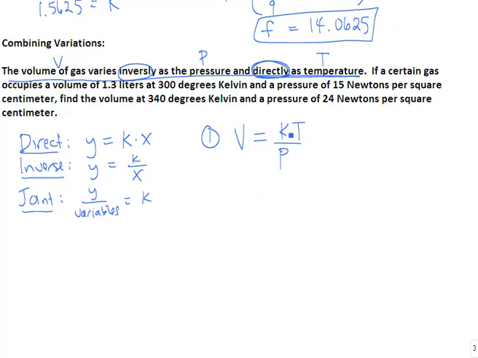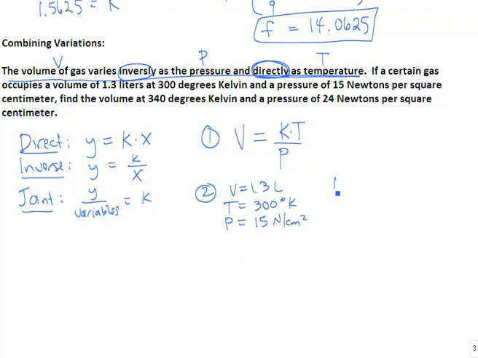Now we're going to need a V, a T, and a P that we can substitute in so we can solve for K. So that's what the next sentence is going to tell us. It says, if a certain gas occupies a volume of 1.3 liters, so V is going to be 1.3 liters, 300 degrees Kelvin, that's a temperature, so T is going to be 300 degrees Kelvin, and a pressure, so that's our P, of 15 newtons per square centimeter. So these are our three different values that we're going to substitute in.